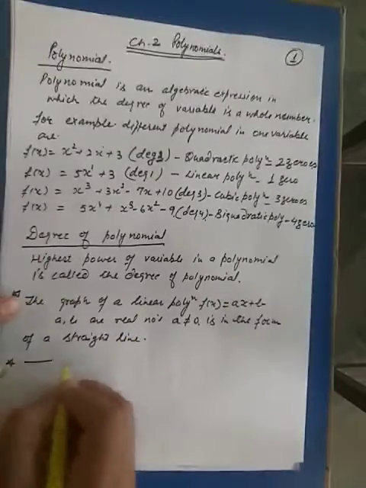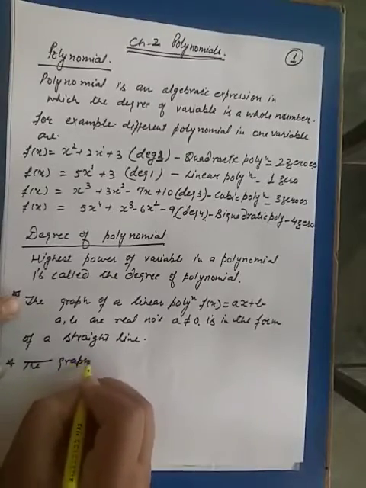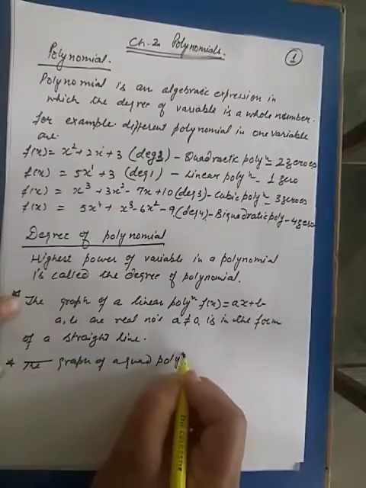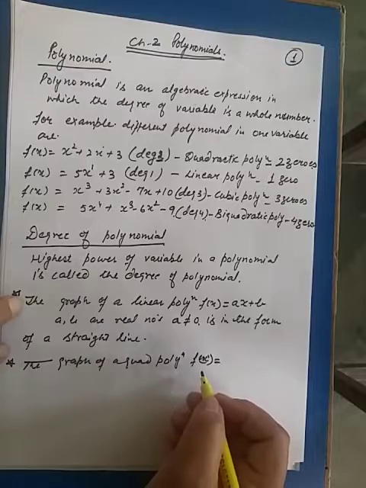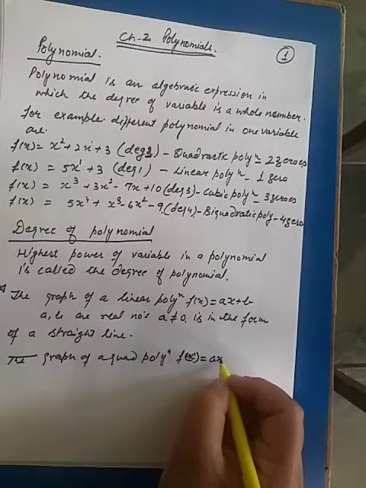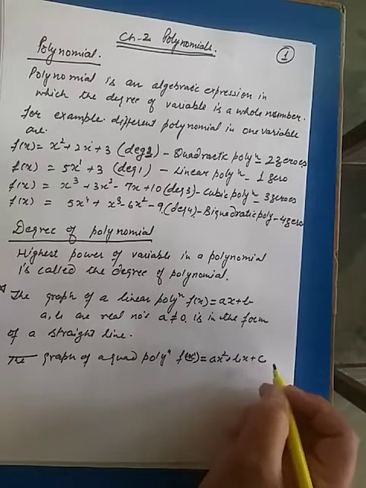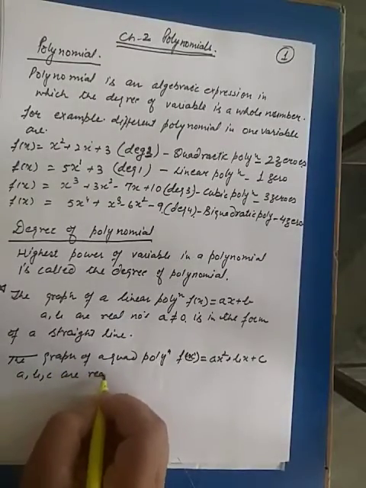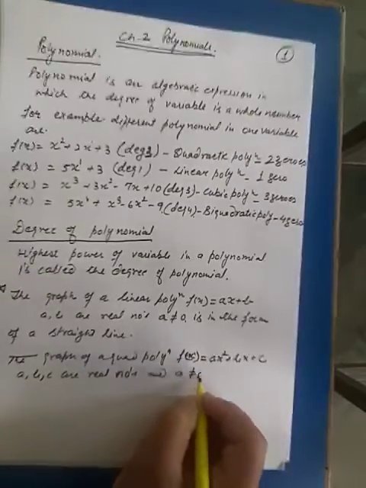And the graph of a quadratic polynomial. What is the standard form of a quadratic polynomial? F of x, that is, a polynomial in x, is ax square plus bx plus c, where a, b and c are real numbers and a is not equal to 0.